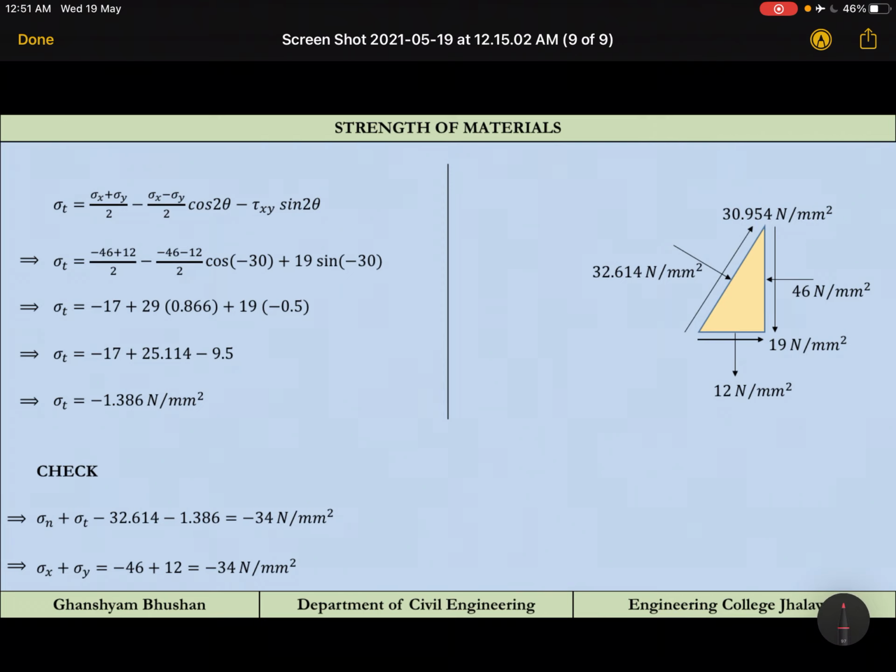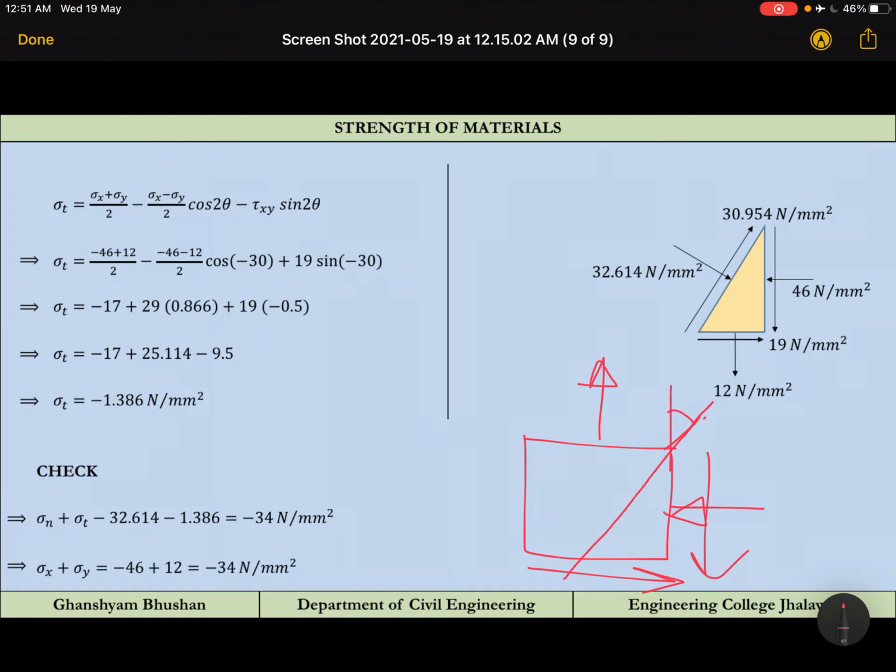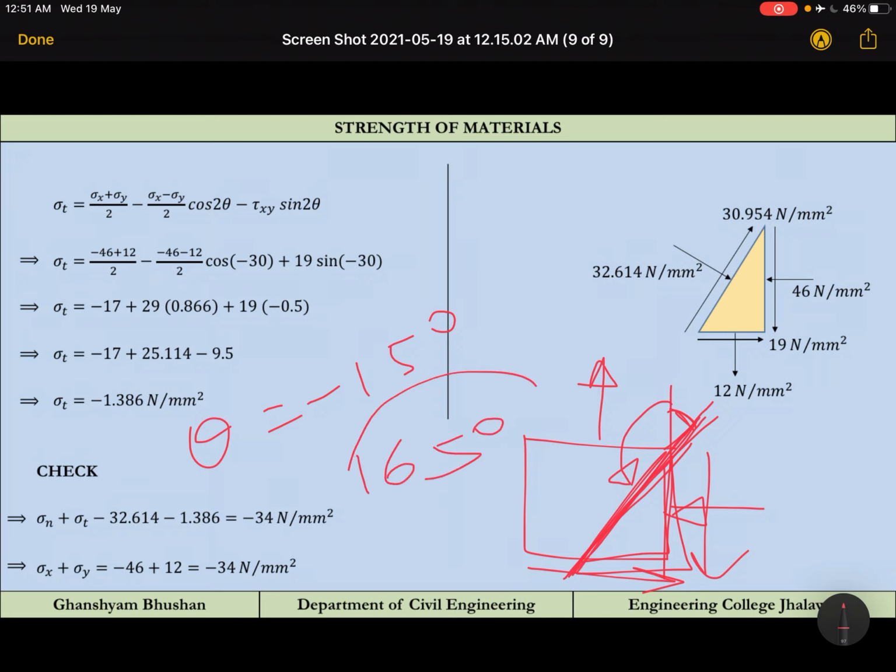Clear? So the initial state was something like this. So this is the direction. What we have been asked is to calculate stresses on this plane, so we are showing this. Instead of putting theta equal to minus 15, what options do we have? So this is the plane we need to find. This plane is in anti-clockwise direction. How much angle is this? It will be 165 degree. Put your values in the original equation with 165, you will get exactly the same values as we are getting here.